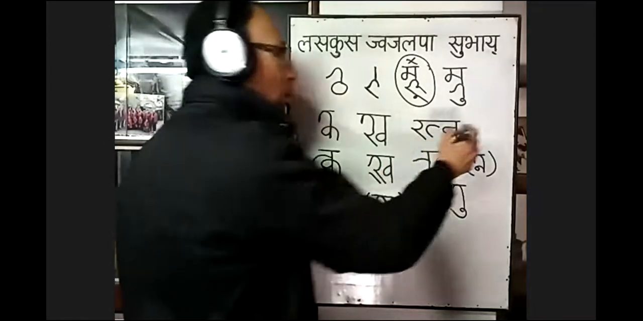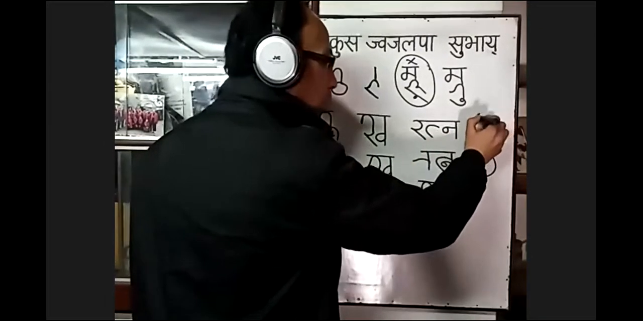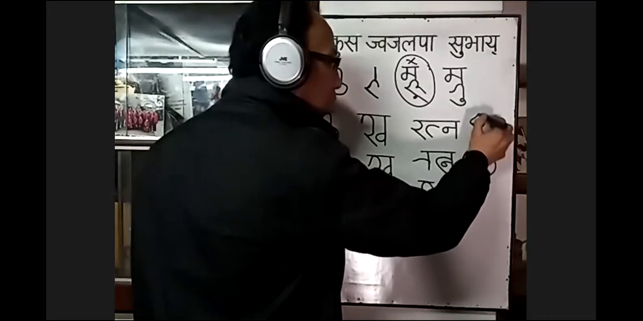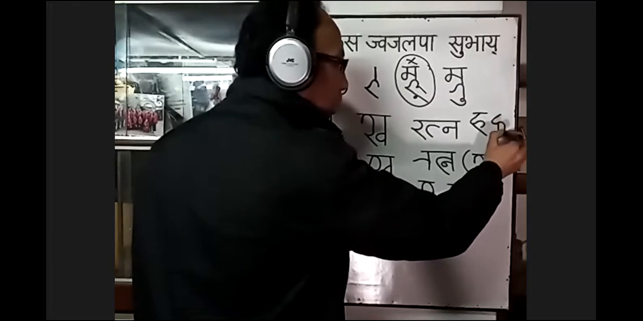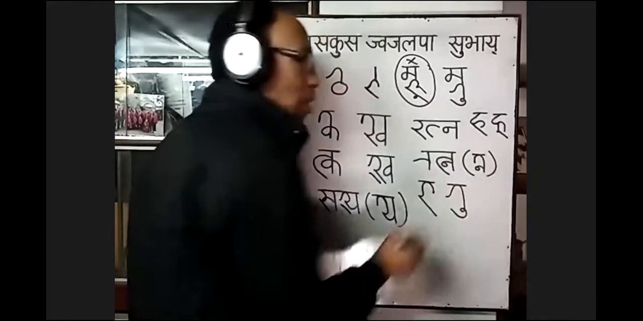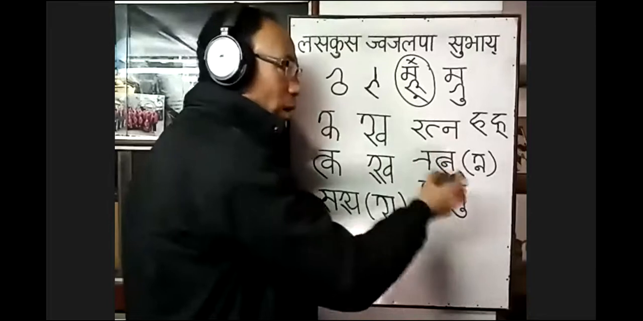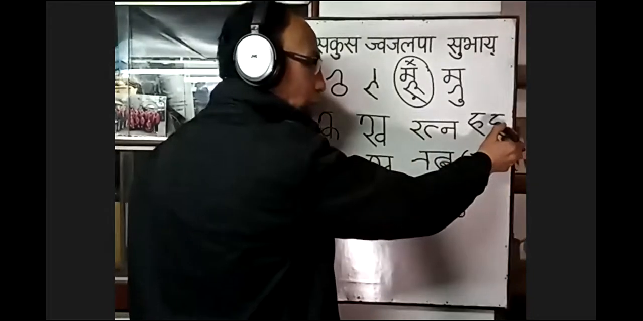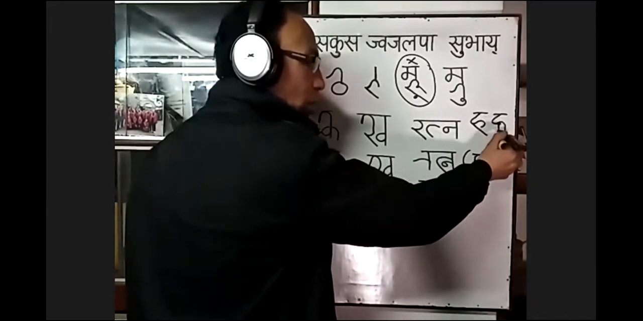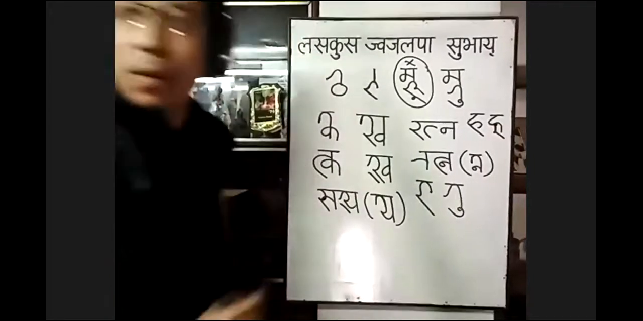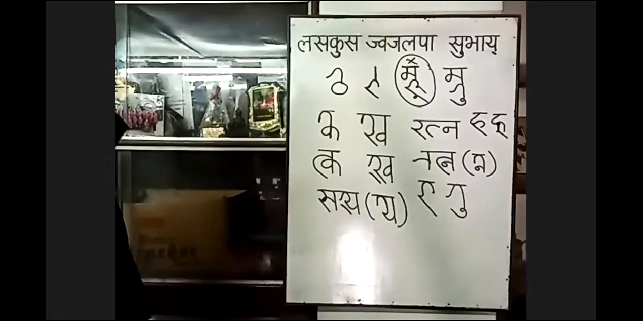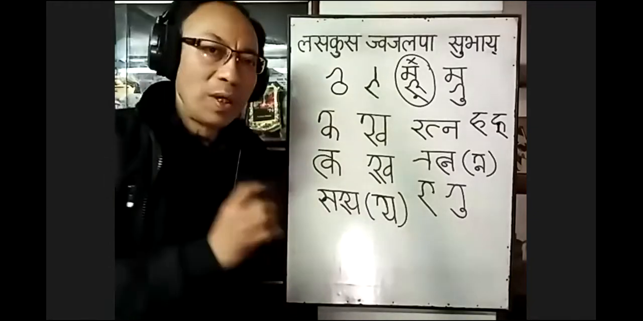Also, I told you about ha. This is ha, and when you write hu, you write like this. And when you need to add any letters to ha, you just write it from here, not from here, just from here. So these things are to be remembered.